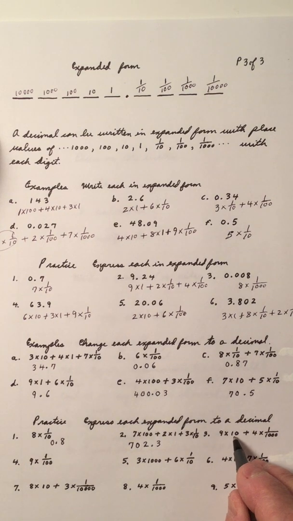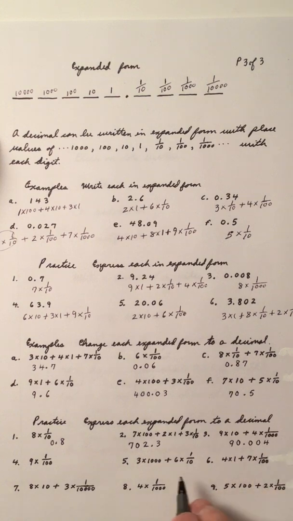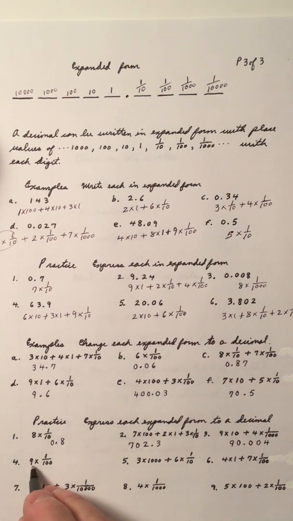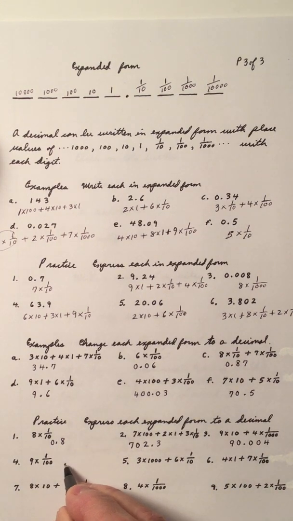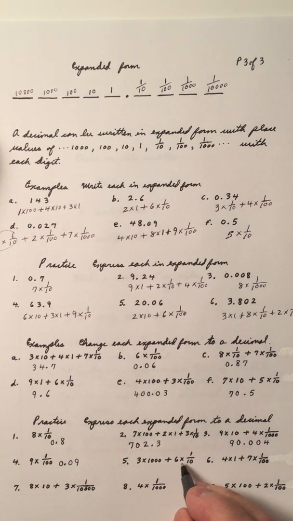You have tens and you have thousandths. So there's a decimal. You have no ones. You got 9 tens. You got no tenths. You got no hundredths. And you got 4 thousandths. 4 in the thousandths place. 9 times 1 over 100. Decimal place. No ones. No tenths. 9 hundredths.